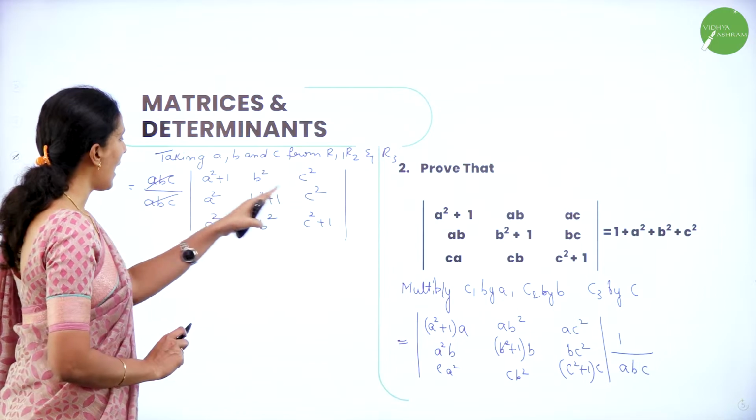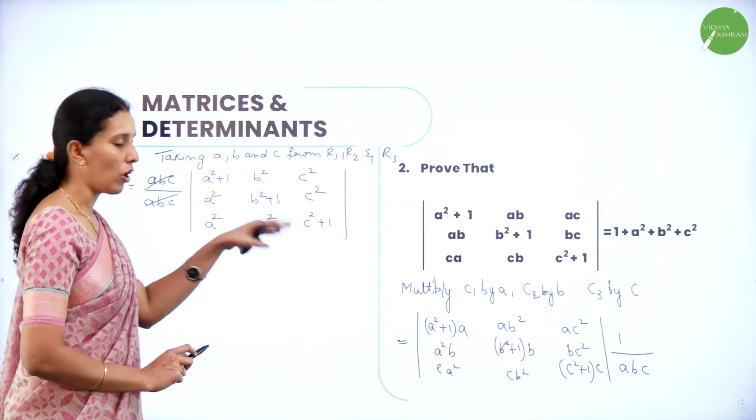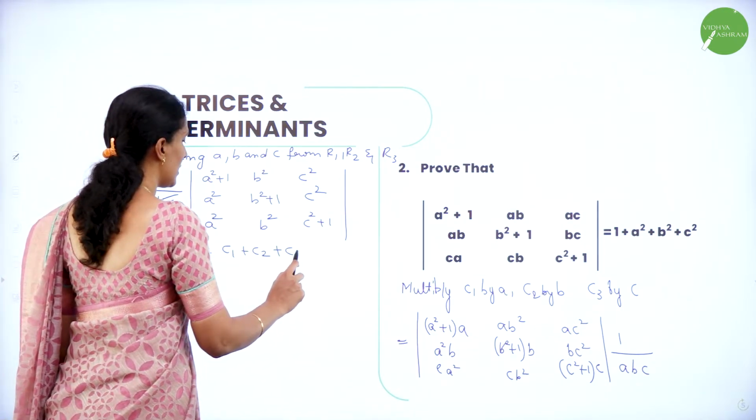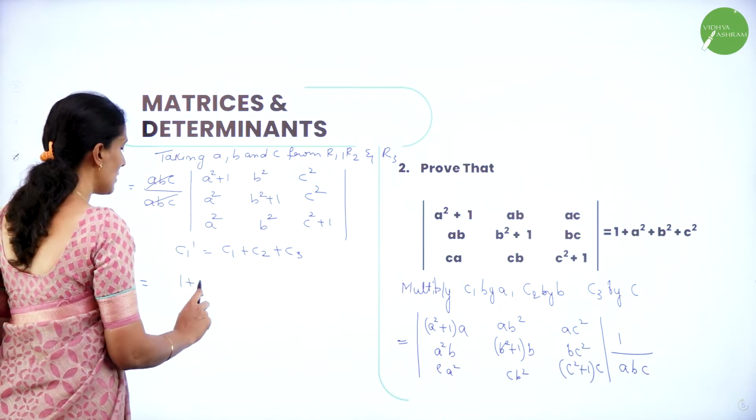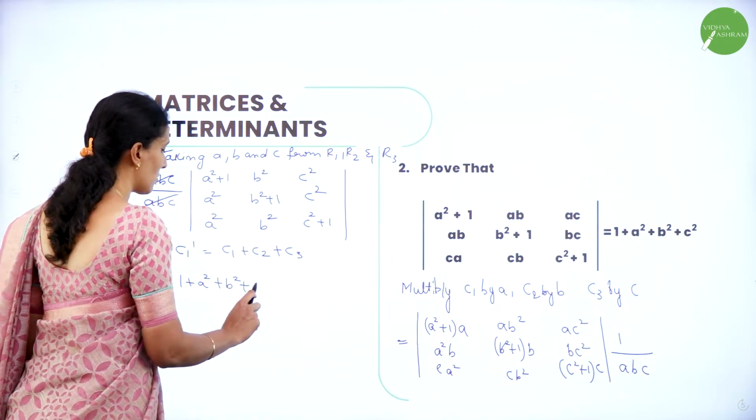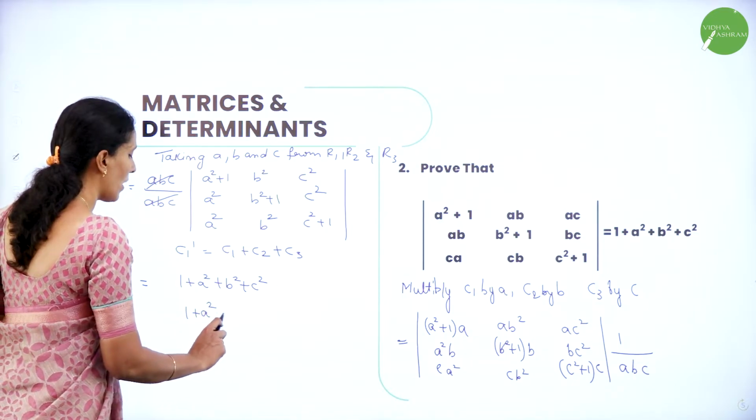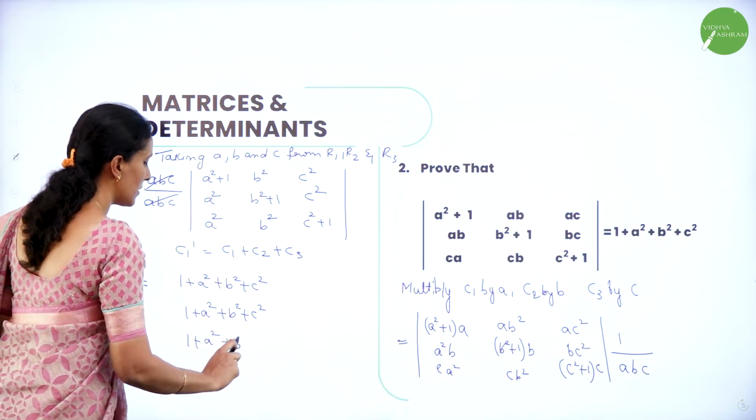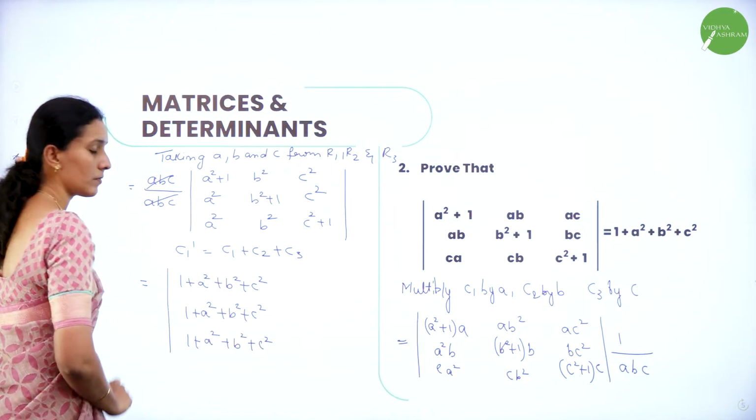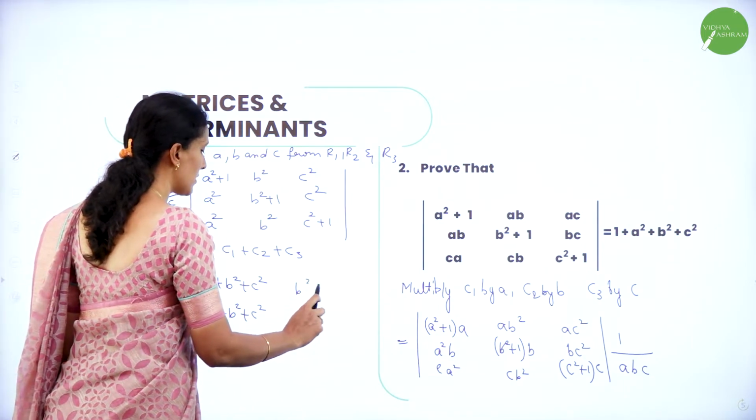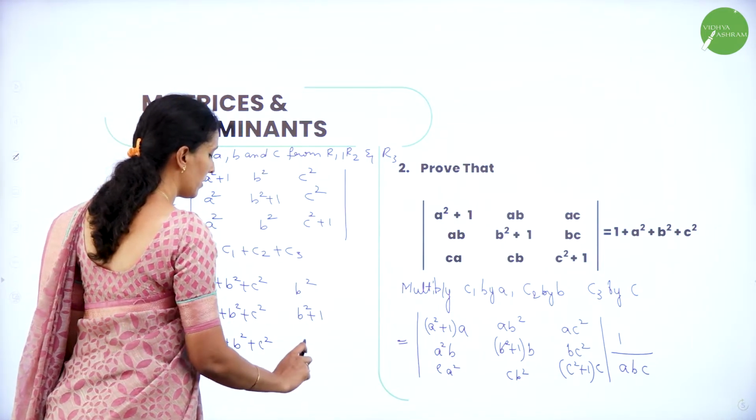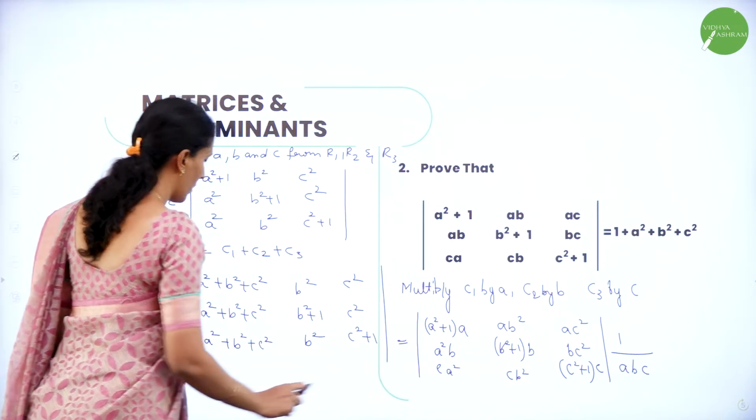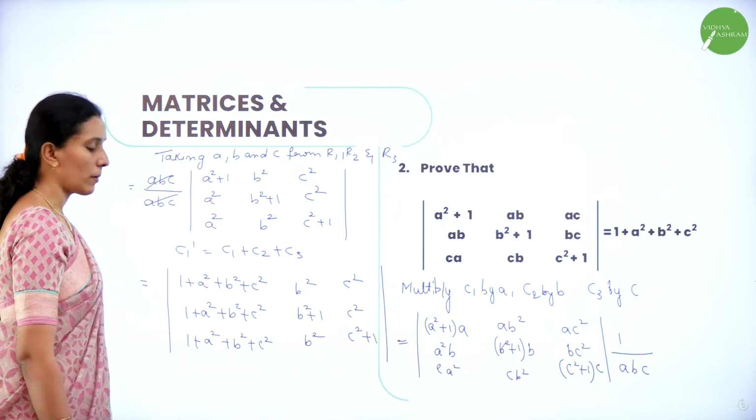Next, see here, add all the elements of each column to the first column. That is C1 dash can be taken as C1 plus C2 plus C3. Then what happens? 1 plus a square plus b square plus c square in each of the three entries. Next here it is as it is, b square plus 1, b square, c square, c square, c square plus 1. You can take 1 plus a square plus b square plus c square outside.